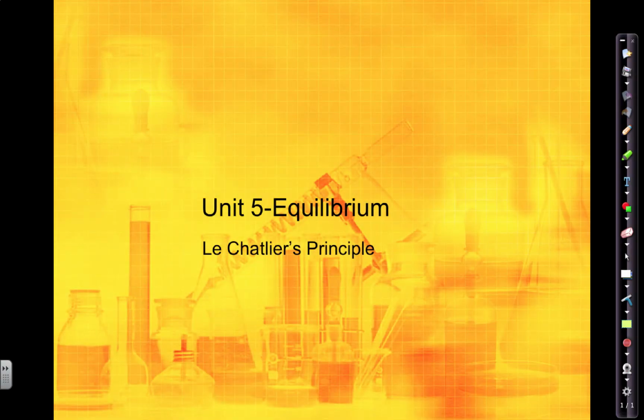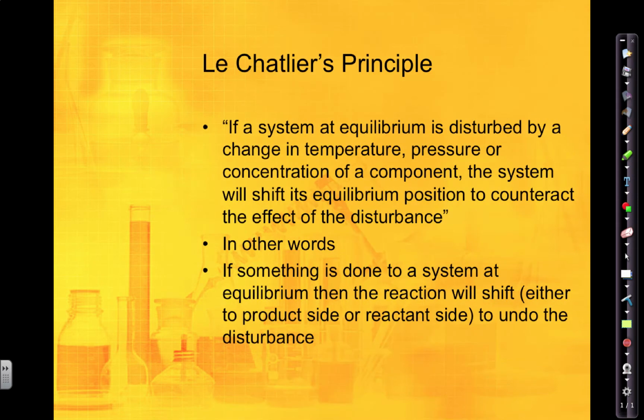Alright, so in this video we're going to go over Le Chatelier's principle, which deals with when you have a system in equilibrium, what happens if you do something to it. So Le Chatelier's principle says that if a system is at equilibrium and it's disturbed by a change in temperature, pressure, or concentration of a component, the system will shift its equilibrium position to counteract the effect of the disturbance.